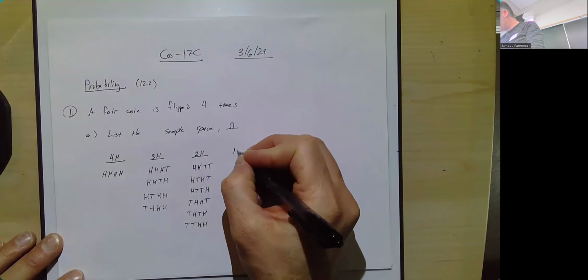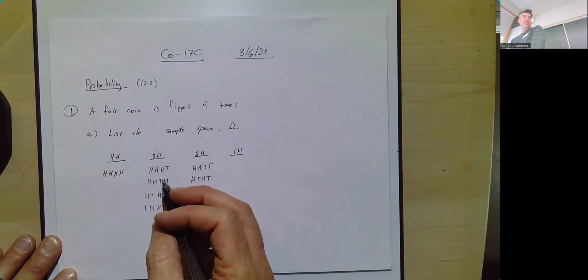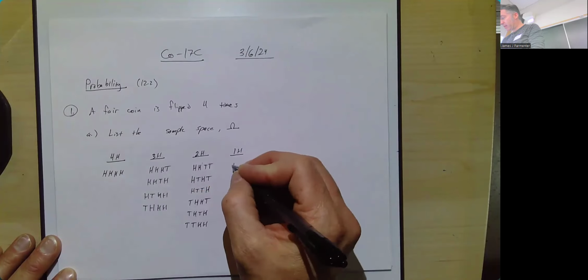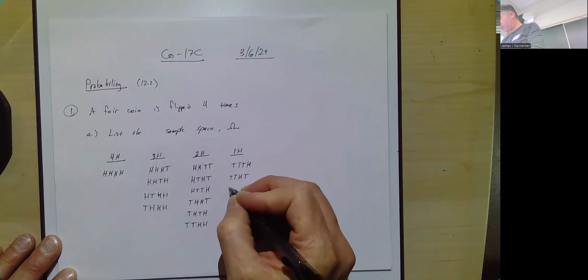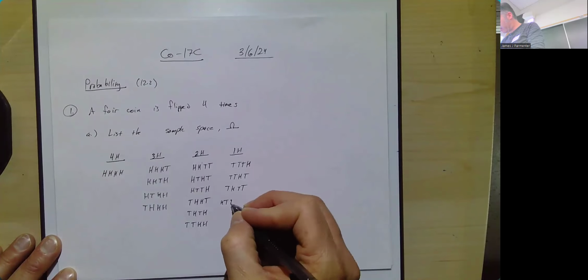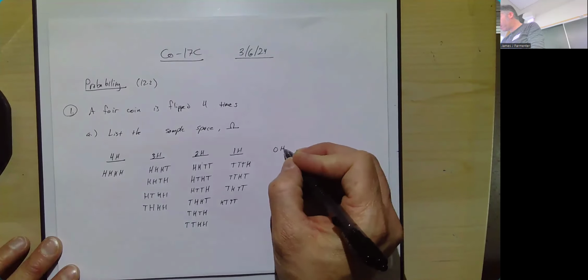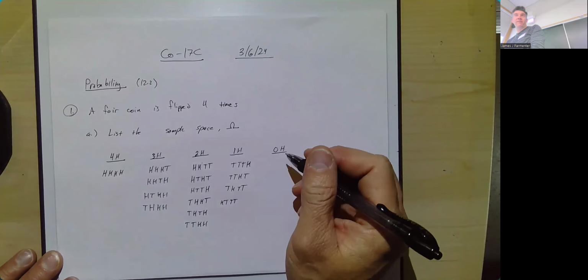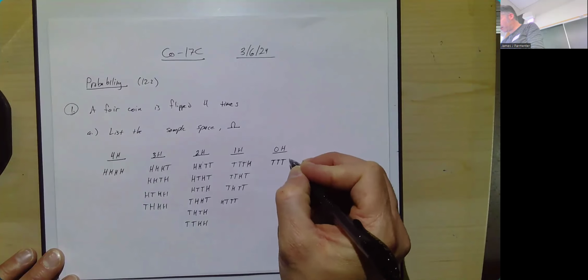1 head should be easy because it's the same as the 3 heads, just interchanging the heads and the tails. So I could write this 1 head as tails, tails, tails, heads, or tails, tails, heads, tails, or tails, heads, tails, tails. Sorry, or heads, tails, tails, tails. Said it was easy, and then I proceeded to make it not look easy. And finally, 0 heads. There's one way of getting that. So tails, tails, tails, tails.